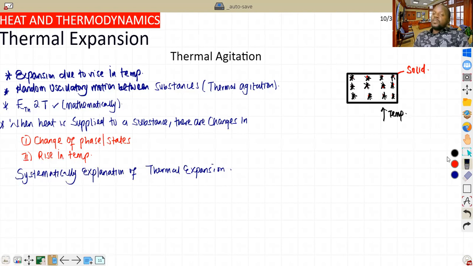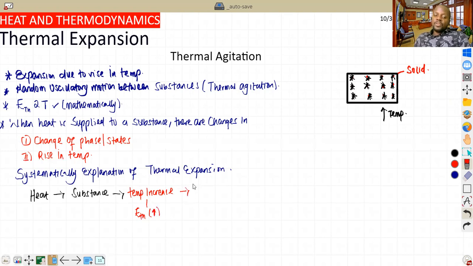Now, like I said, you have to keep everything here very simple. We said heat is supplied to a substance. As it is supplied to a substance, what happens? Let me change the colour to red. Now we are increasing temperature. When there is a rise in temperature, thermal agitation energy also rises. You can also write that thermal agitation energy, ET, increases as the temperature increases.